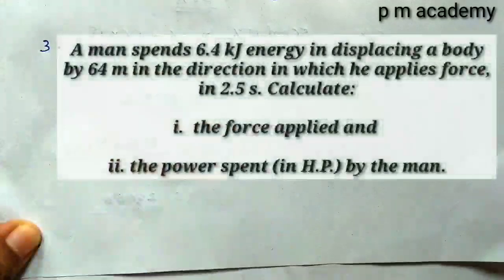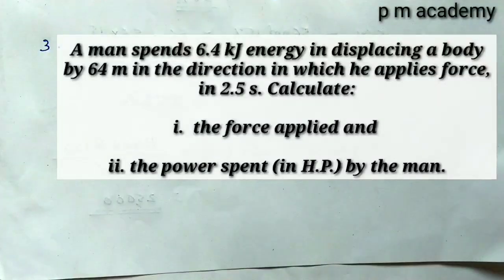Question number 3 is, a man spends 6.4 kilojoule energy in displacing a body by 64 meter in the direction in which he applies force in 2.5 seconds. Calculate the force applied and question number 2, the power spent in HP by the man.